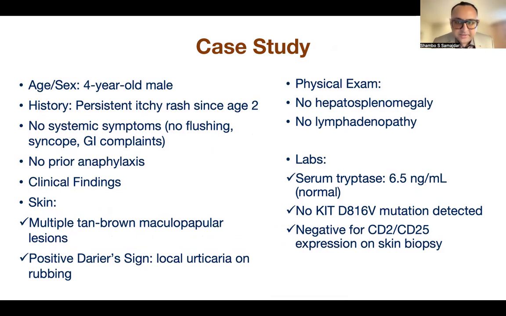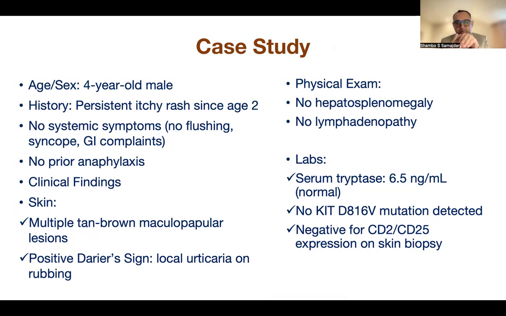So this is a case study from our clinic: a 4-year-old male, with a persistent itchy rash since age 2, no systemic symptoms, no flushing, no syncope, no GI complaints, no prior anaphylaxis. In the skin, what we found were multiple tan brown maculopapular lesions, and the Darier sign was positive. So local urticaria on rubbing. That is called the Darier sign.